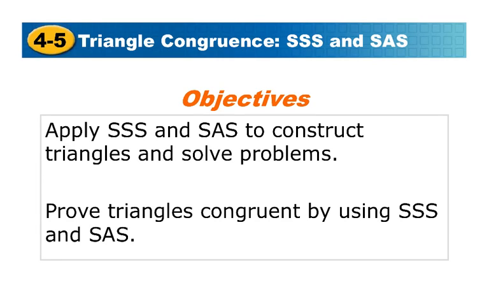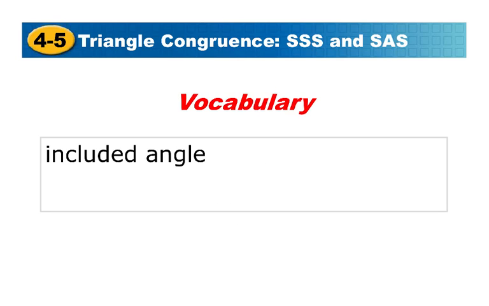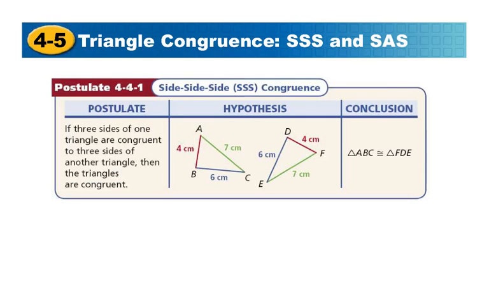Alright, so here we are with our 4-5 triangle congruence, side, side, side, and side angle side notes. That's what these stand for. We'll get to that. So we're going to apply these to construct triangles and solve problems as well as prove them by using these. So, first thing that we want to double check is that eventually in our vocabulary we're going to talk about an included angle, so just thinking about what included would mean.